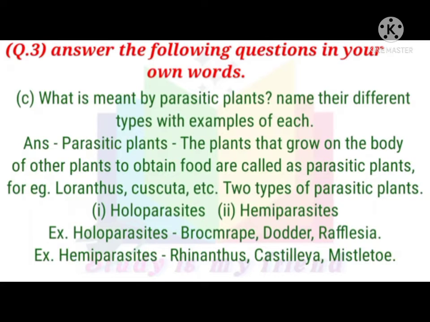Two types of parasitic plants: 1. Holoparasites. 2. Hemiparasites. Examples of holoparasites: Broomrape, Dodder, Rafflesia. Examples of hemiparasites: Rhinanthus, Castilleja, Mistletoe.